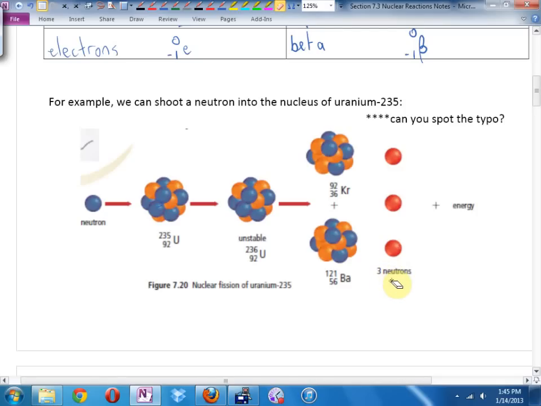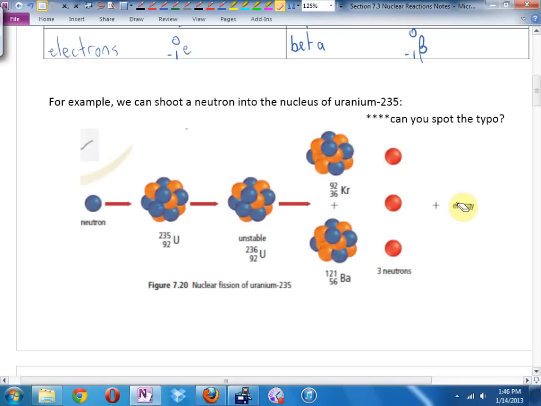Three neutrons go shooting off. And if you're lucky, those will hit more uranium, causing that uranium to split and send off three more neutrons. And if you're lucky, those will hit, and that's what you call a nuclear chain reaction. Oh, and you also get a tiny bit of energy.